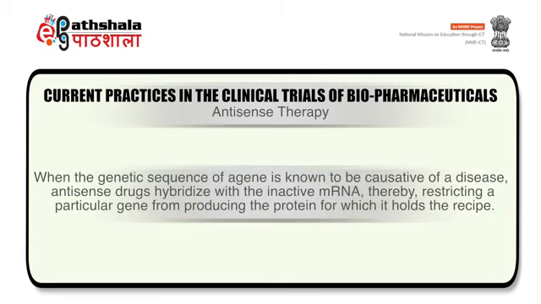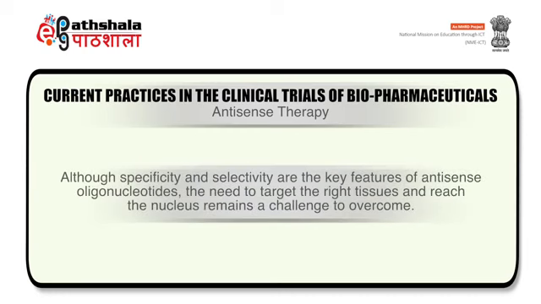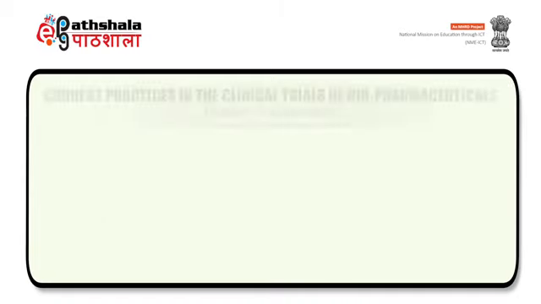When the genetic sequence of a gene is known to be causative of a disease, antisense drugs hybridize with the inactive form of mRNA, thereby restricting a particular gene from producing the protein for which it holds the recipe. Although specificity and selectivity are the key features of antisense oligonucleotides, the need to target the right tissues and reach the nucleus remains a challenge that is yet to be overcome.